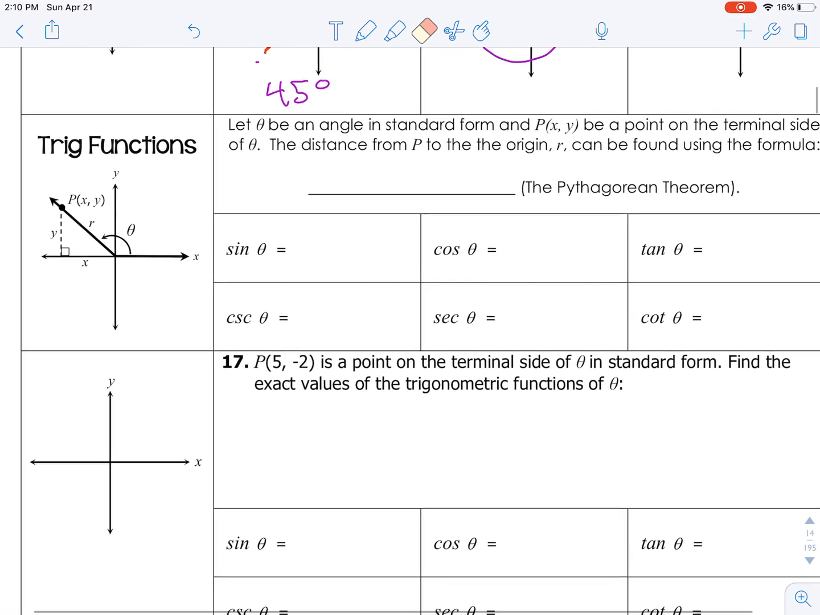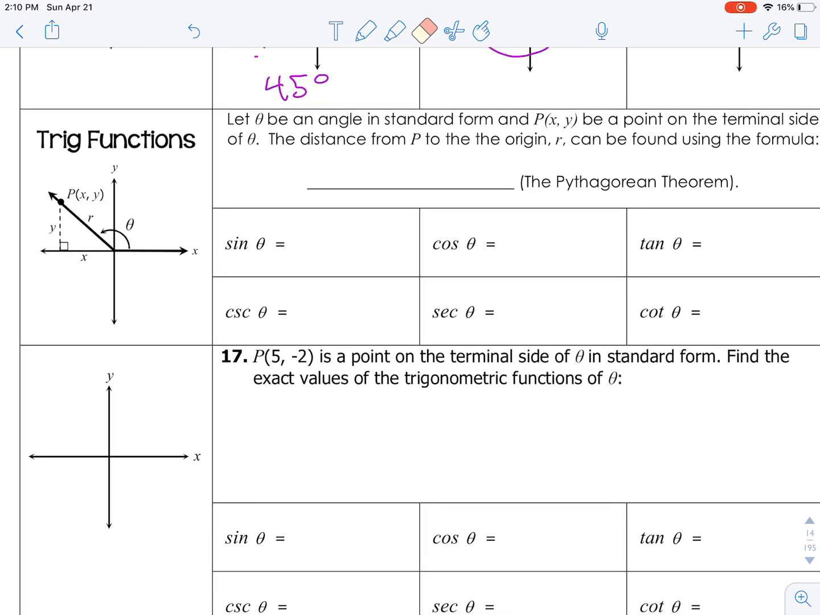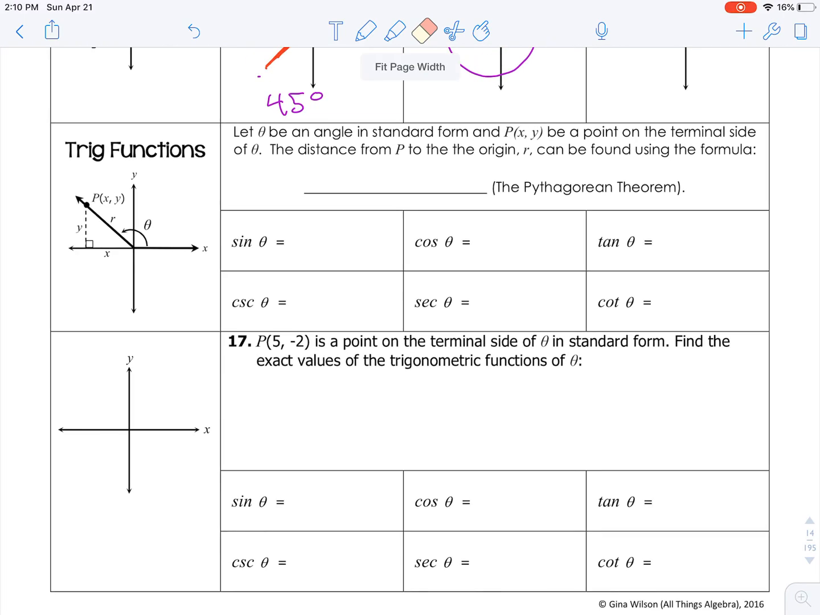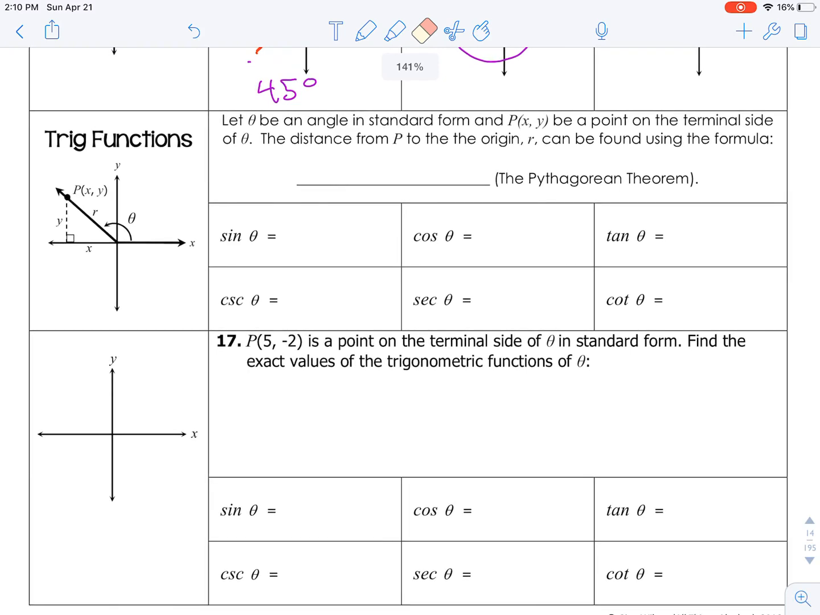All right, more new stuff, trig functions. Let theta be an angle in standard form, and P(x, y) be a point on the terminal side of theta. The distance from P to the origin, r, can be found using the Pythagorean theorem, which in this case is x squared plus y squared equals r squared. So this is real easy. You guys can figure that out.